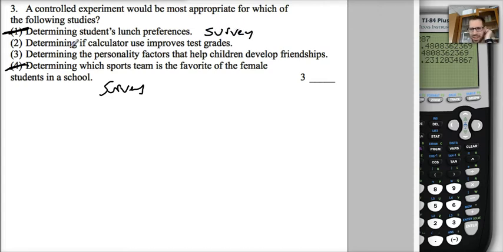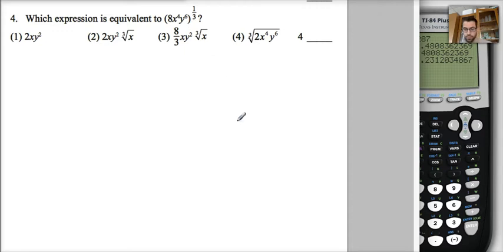Determining factors, yeah, I might survey that as well. I would do an experiment on number 2 to see if a calculator improves test grades, right? Some people would get a calculator, some people would not get a calculator, and we would compare them. That would be an experiment, which is equivalent to this.